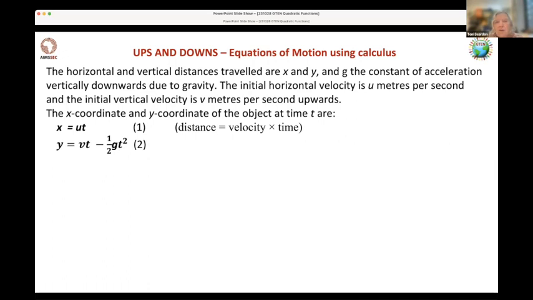Now, if that ball starts with a horizontal velocity of u meters per second, at the beginning, that's the initial velocity, and a vertical velocity of v meters per second when the ball is projected, then the x coordinate is given by equation 1 there, x is ut, and the y coordinate is given by y equals vt minus a half gt squared, or the y distance moved, the distance up or down. At any given time t, those equations give you the position of the point.